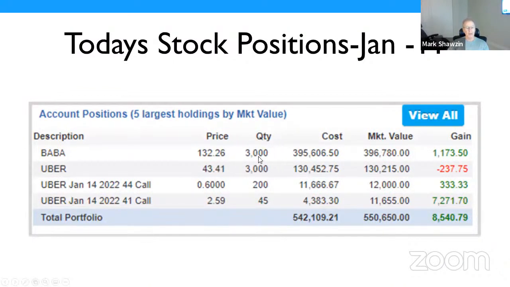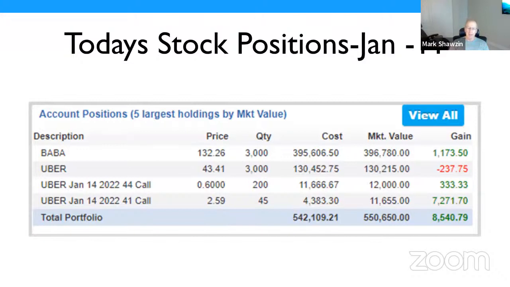So all told, I have over 10,000 shares of Alibaba. I started kind of buying it toward the close. And then I have 3,000 shares of Uber. I have another 200 calls of Uber and another 40, so cumulatively there. But my big position today was in JD.